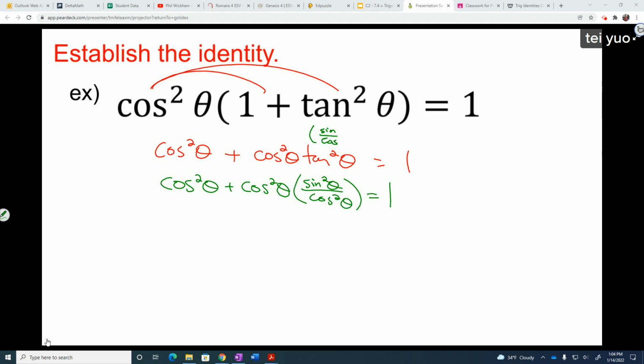Then we get a nice cancellation there, and we're left with cosine squared plus sine squared equals 1. And that actually is the identity, right? Sine squared plus cosine squared, so we're at 43.